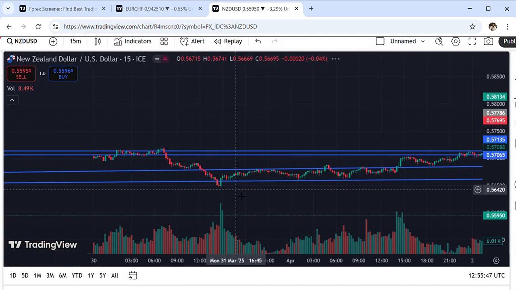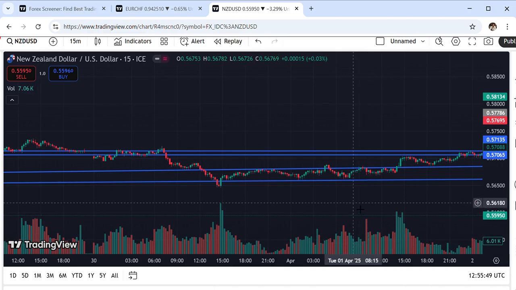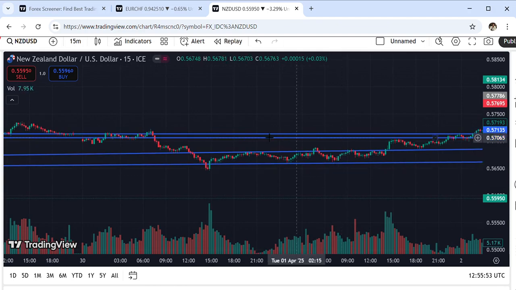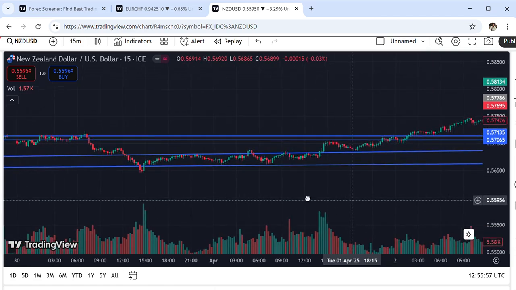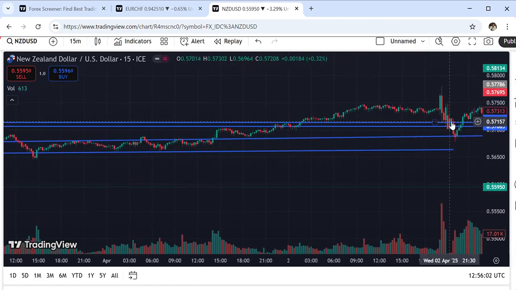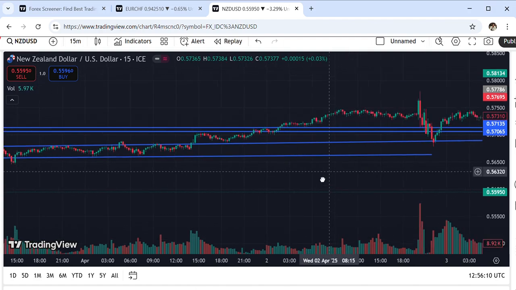So here's the liquidity sweep. Here's the liquidity sweep. And you can see how price went up. So in 15 minutes, you can count from here. So this is the 15 minutes now.